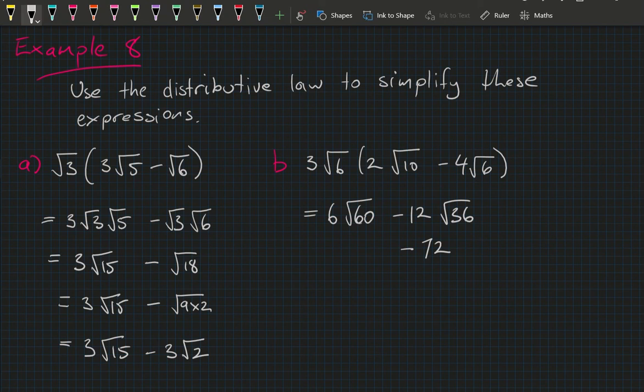I can simplify this surd on the left because 60 is 4 times 15. So that's equal to 6 times the square root of 4 times 15. Always looking for that perfect square to simplify our surd. So the square root of 4 is 2. So we're going to end up with 6 times 2 is 12 times the square root of 15, minus that 72. And we can't simplify that any further.